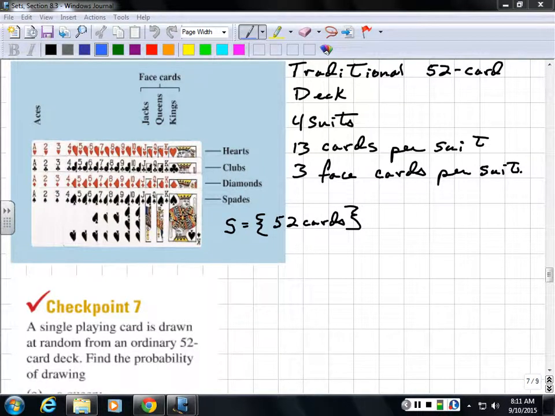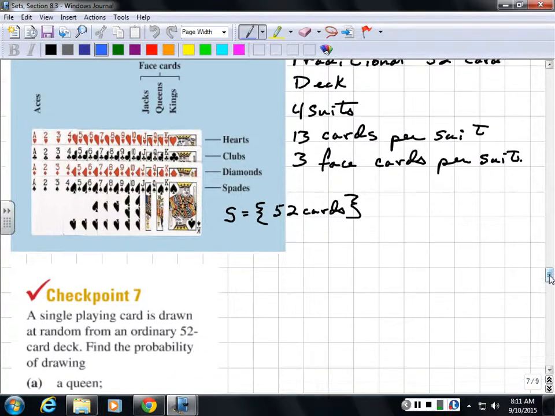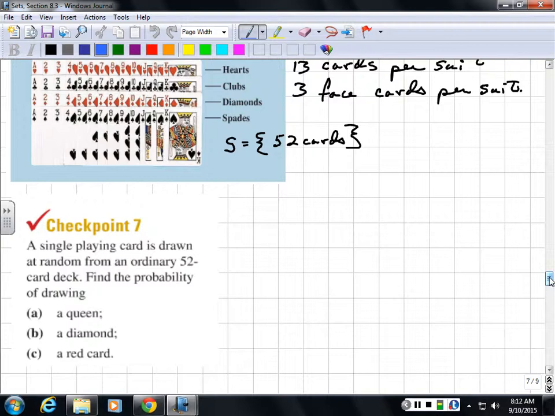For the purposes of this exercise and any exercise that we're going to do, our sample set, or I should say sample space, will be 52 cards, all 52 cards. And so what we're going to do is take those cards and deal with some probabilities. A single playing card is drawn at random from an ordinary 52-card deck. Find the probability of drawing a queen. So I need to know what the event is, right?